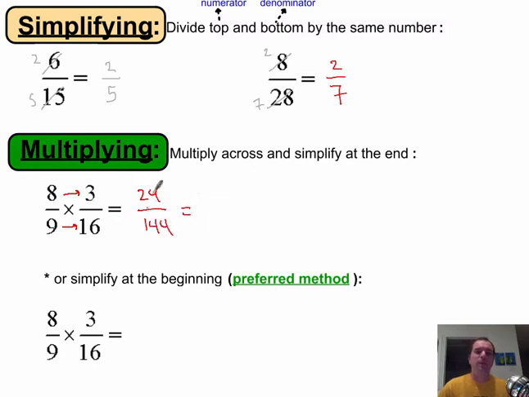Now we need to reduce this fraction because that seems to be able to be reduced. So I don't know, let's divide it by 2. If I divide both by 2, 24 by 2 is 12, and 144 divided by 2 is 72. But that can still be reduced, probably by 6. So 12 divided by 6 is 2, and 72 divided by 6, well, 60 would be 10, and 12 is 2.